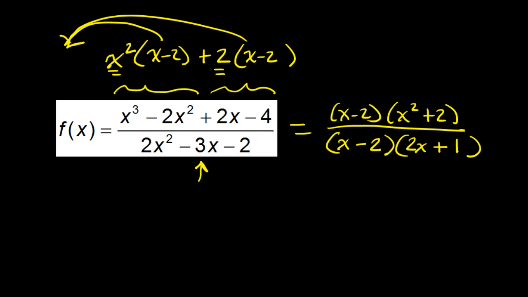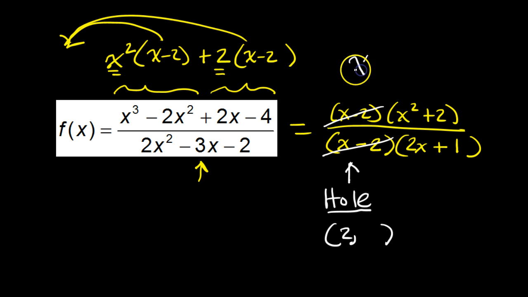Now, we're looking to see if anything is going to cancel out. And I see that we have x minus 2 in the top and we have x minus 2 in the bottom. So that's going to cancel out. When something cancels out, that's when you're going to have a hole. So because the x minus 2's canceled out, I know we're going to have a hole at 2 comma something. I got the 2 because I'm looking at the thing that canceled out and setting that equal to 0. So if I set x minus 2 equal to 0 and solve, that's going to give me x equals 2. That's where the 2 is coming from.